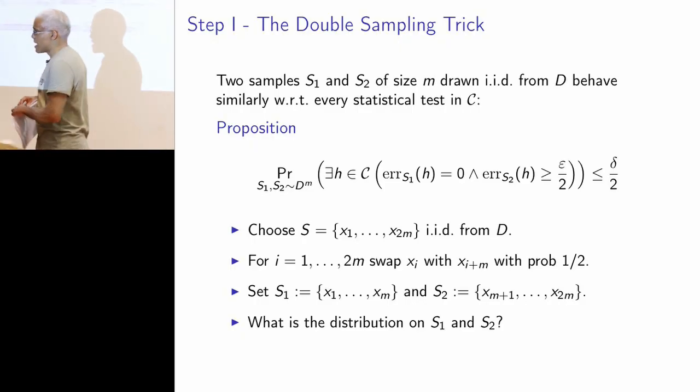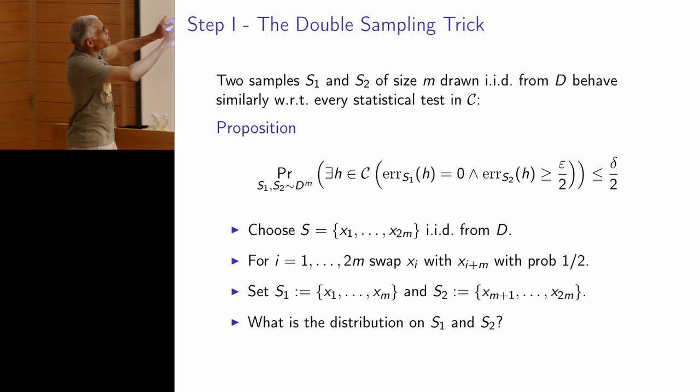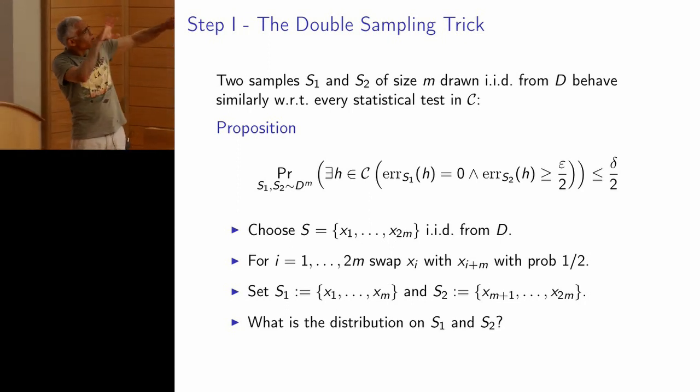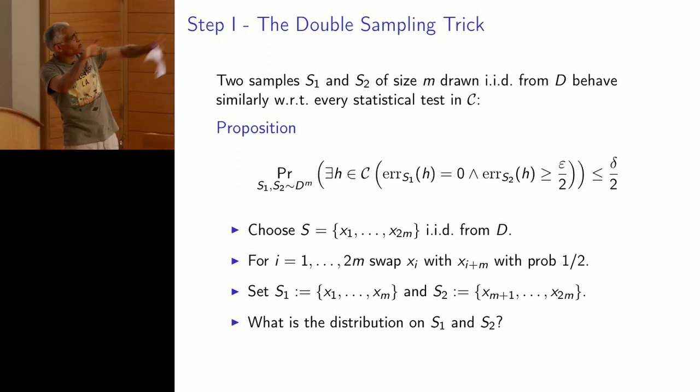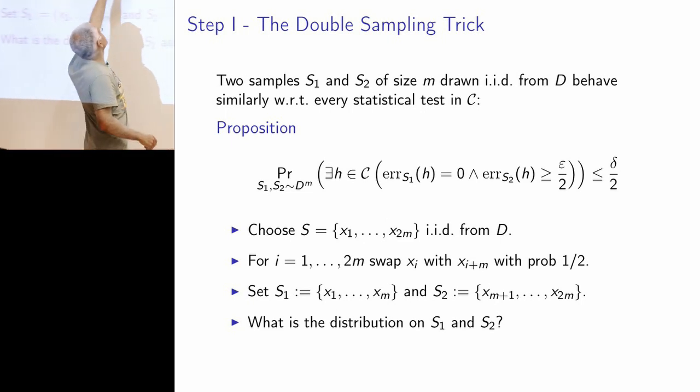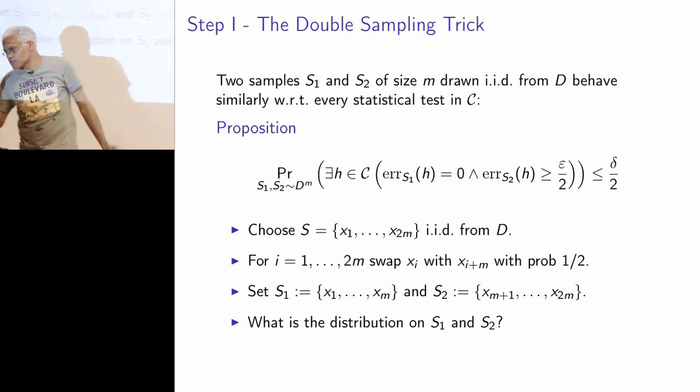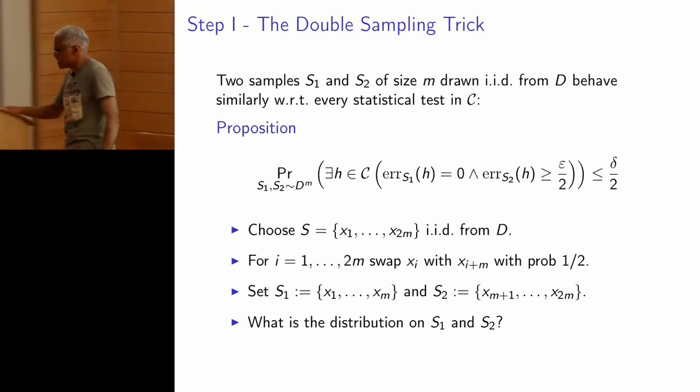So what that shows me is that with high probability over all hypotheses, the probability I'm consistent on S1 and revealed to have high error on S2 is small.